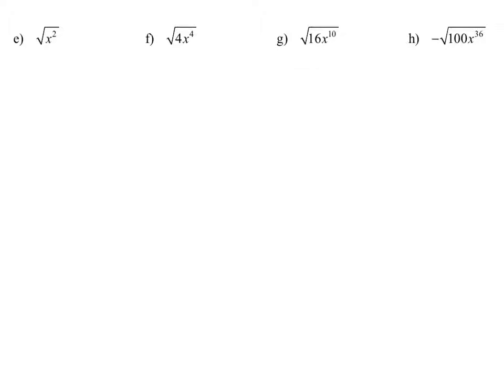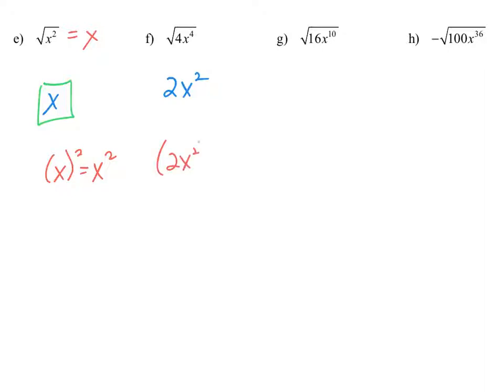The square root of x squared is x. And we know this because if you take x and raise it to the second power, you get x squared. So the square root of x squared is x, and that is our answer. In letter F, we're looking at the square root of 4x to the fourth. That square root is 2x to the second, and we can check our work by squaring our answer. Take 2x to the second and square it using the power rule for exponents. 2 to the second power is 4, and x to the second power, power to a power, you multiply the exponents together. So the square root of 4x to the fourth is 2x squared, and that's our answer.